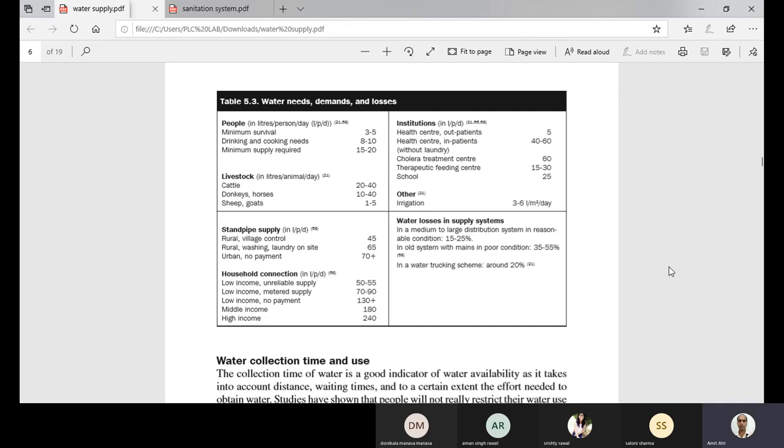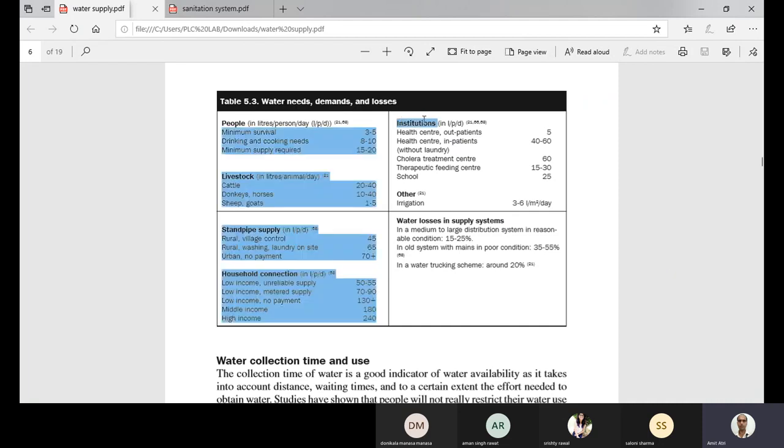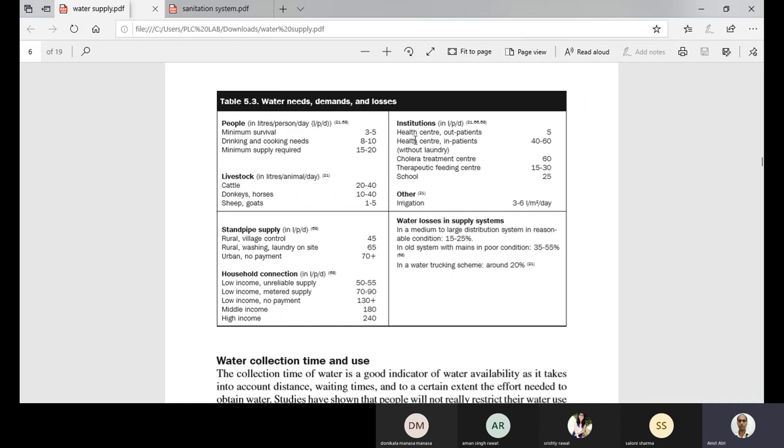Okay, like institutions. So there could be a health center: outpatient 5 liters, inpatient 40 to 60 liters. Cholera treatment center, more water is needed. Okay, depending on the other, like school, 25.